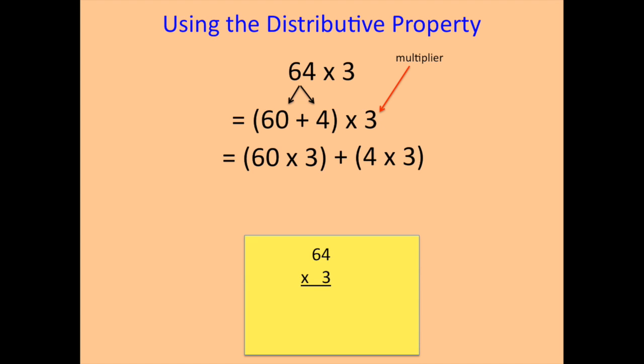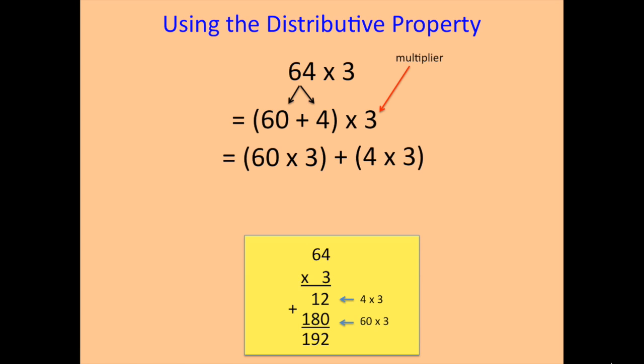When multiplying 64 times 3, we first multiply the ones. So I'm going to multiply 4 times 3. 4 times 3 is 12. Next, I'm going to take a look at my tens, and I'll be multiplying 60 times 3, which is 180. Finally, I will add them together, and I will get 192.